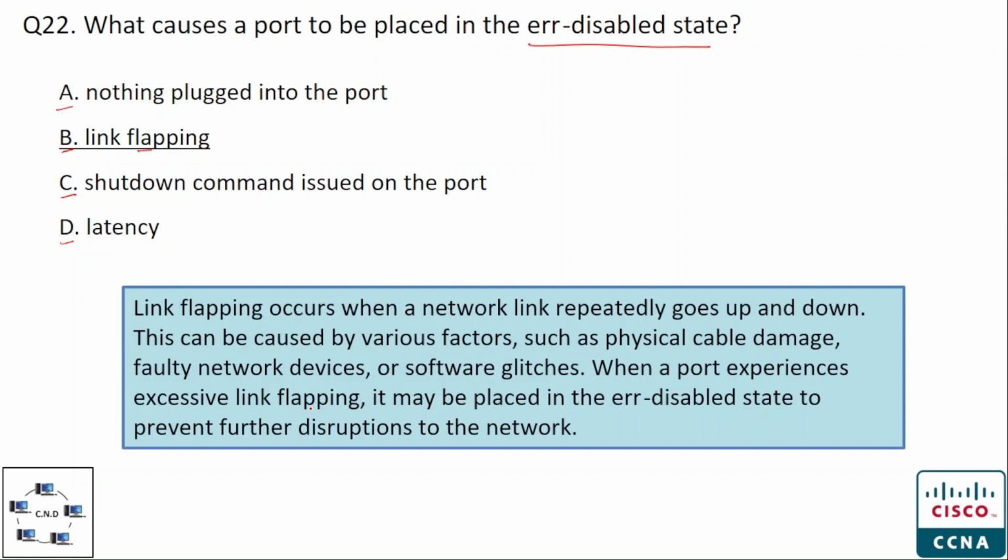When a port experiences excessive link flapping, it may be placed in the error disabled state to prevent further disruptions to the network.